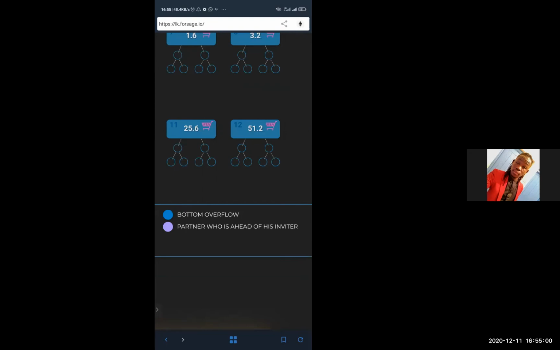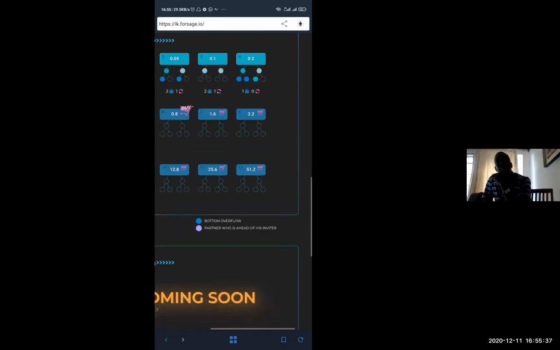Then the fourth way is you earn from a partner who is ahead of his inviter. What does that mean? Let's say, for example, Jeremiah, you have 5 slots. Then you invite me, and I come get started with 7 slots, which means I have 2 more slots ahead of you. So you're going to lose the earnings of these 2 slots that I'm ahead of you, and it will go to somebody else who has more slots than you. So that is the partner who is ahead of the inviter. Those are the 4 ways that you earn from the system.